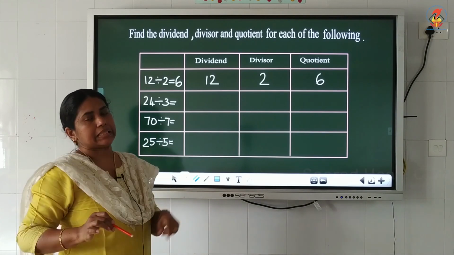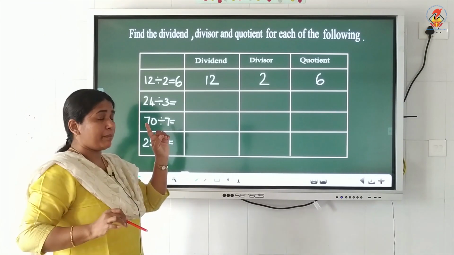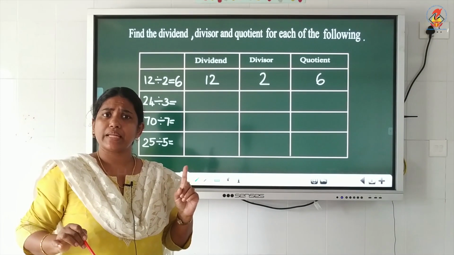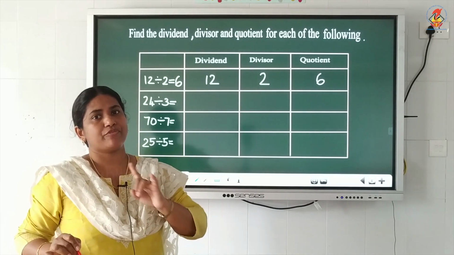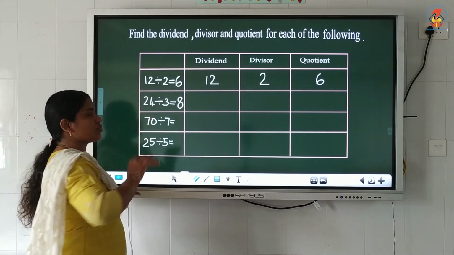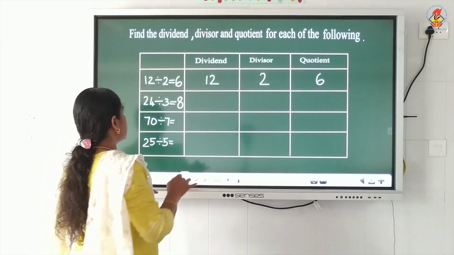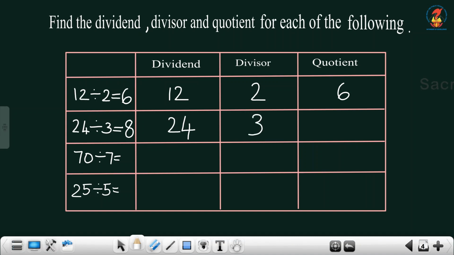24 divided by 3. Children, all of you know 3's table, is it? So, in 3's table, by which number when we multiply 3, we will get the number 24. Just start counting and find out the answer. 8 3s are 24, is it? So, what is the quotient? 8. 8 times 3 is equal to 24. Now, we can write the dividend, divisor and quotient. What is the dividend? 24. And what is the divisor? 3. And what is the quotient or answer? 8. Clear?